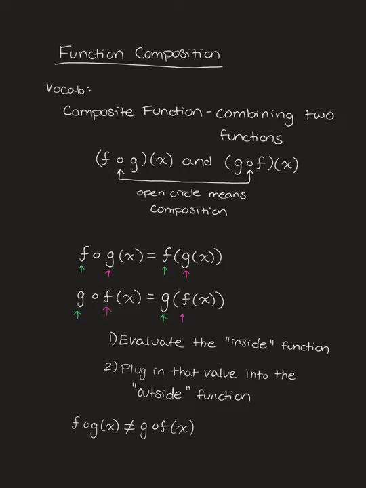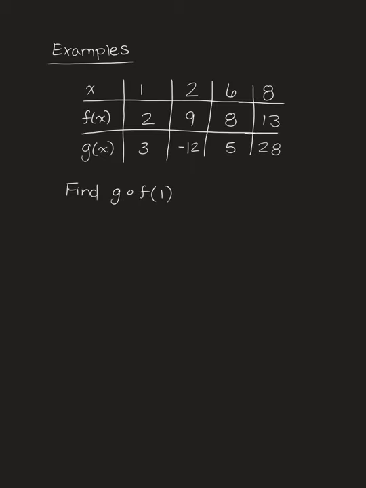Something to keep in mind, though, is that fog does not always equal goff. They are not the same thing, and I will show you an example of how they're not. So let's look at a table here. I've given you a table of x values, f of x values, and g of x values.